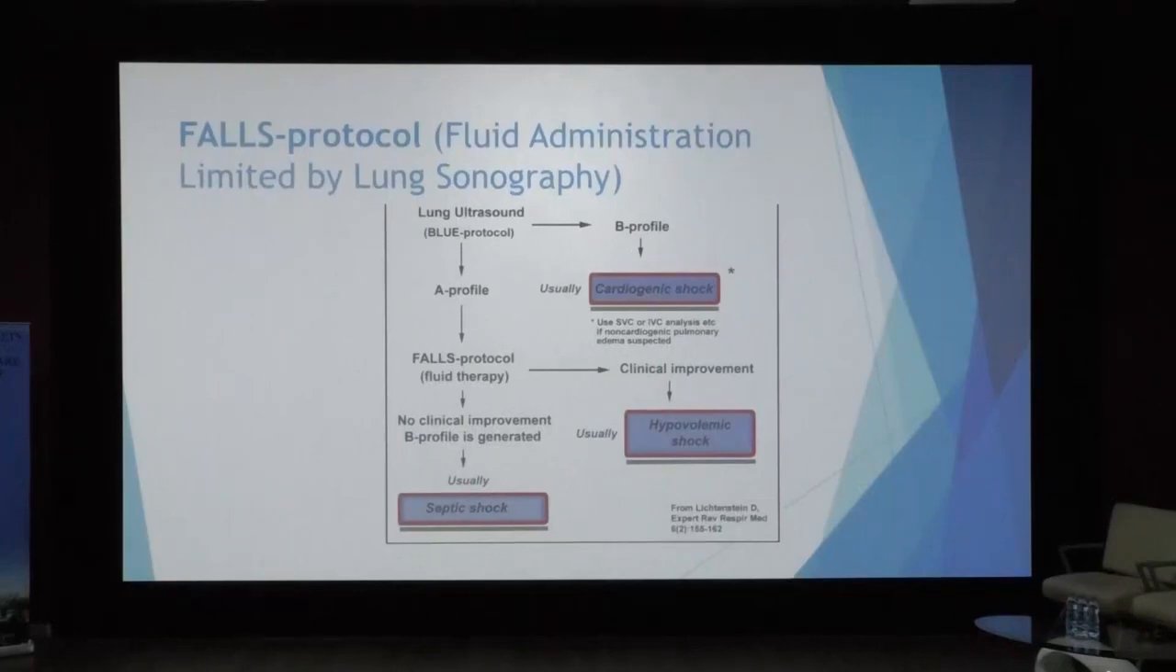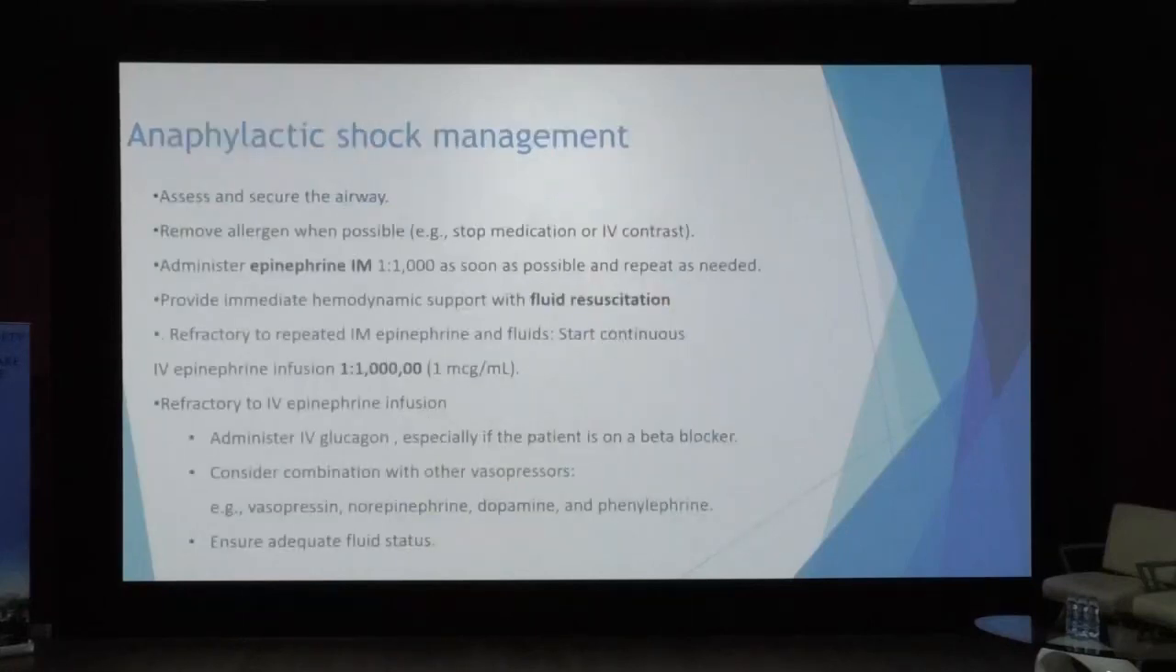Proceeding further with the lung ultrasound, if we see the B profile, definitely the patient has pulmonary edema, mostly of cardiogenic cause, provided that you rule out kidney and liver problems. If we see the A profile, we further follow the FALLS protocol. If there is no clinical improvement and a B profile is generated, maybe the cause is septic shock. In the FALLS protocol, we give fluid therapy and show improvement in the various parameters we have seen; mostly it will be hypovolemic shock. So if you follow the BLUE protocol or the FALLS protocol, we come to a gross conclusion about the type of problem and type of patient we are dealing with, and give the treatment accordingly. A word about anaphylactic shock: the treatment is adrenaline.